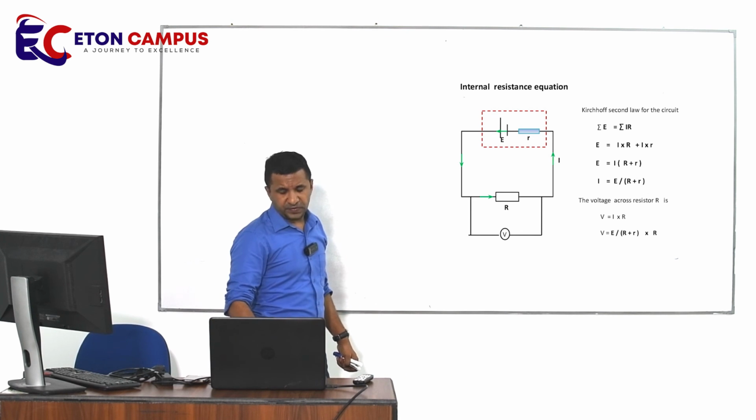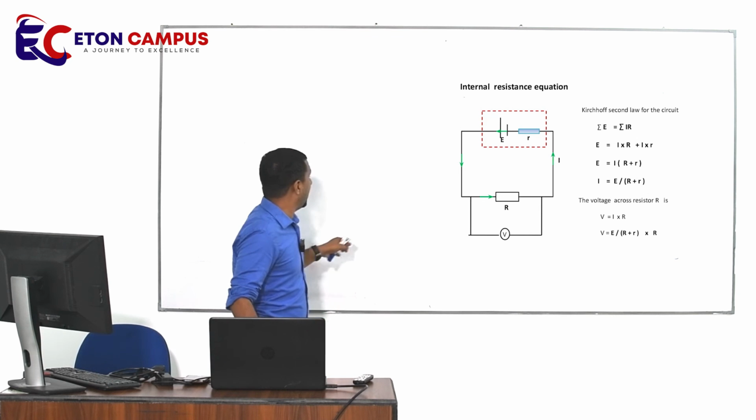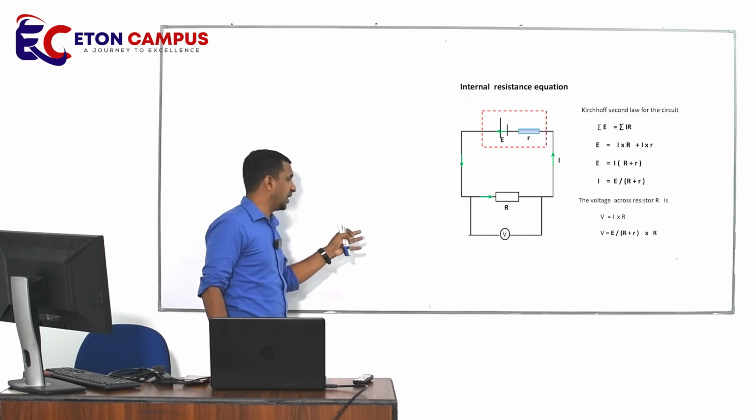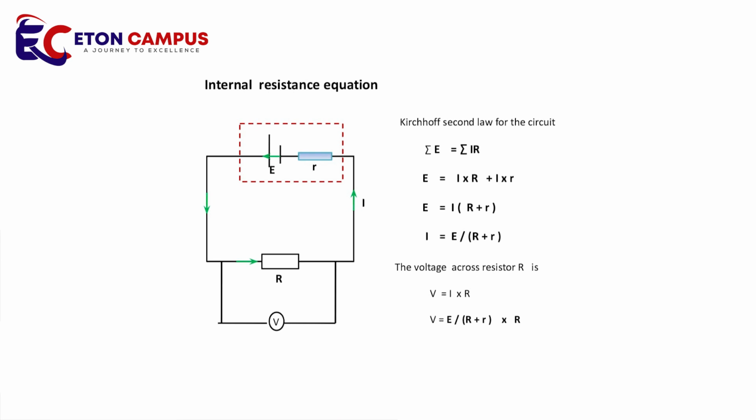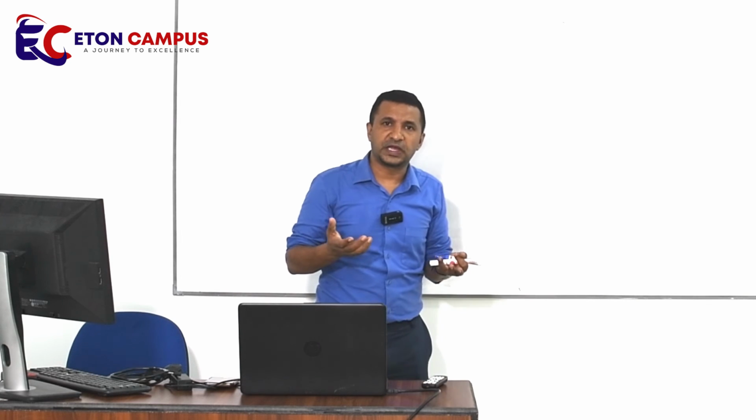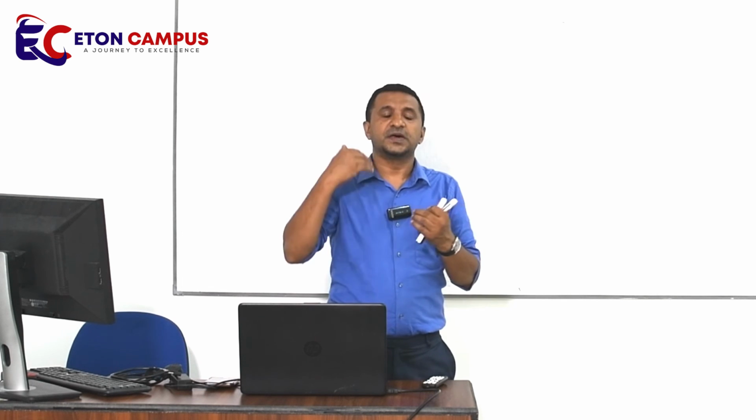Also, let us find the voltage across the resistor R. Just use Ohm's law, V equals IR. I already found I, so V equals E over (R plus r), multiplied again by R, and you will get the voltage. This is the way we do the calculation in internal resistance, but of course there are further calculations that you have to carry out to become stronger in this chapter.